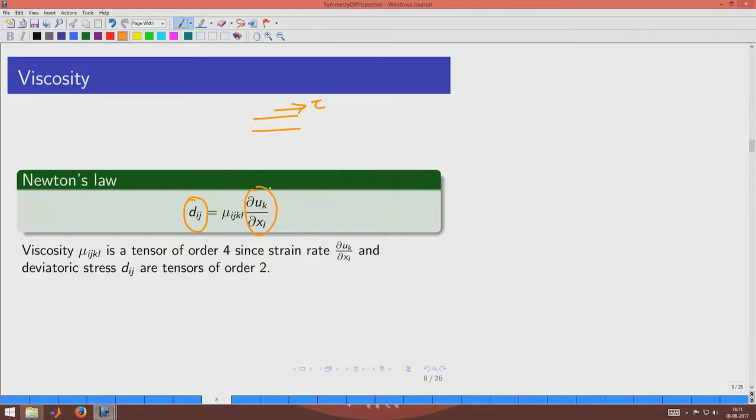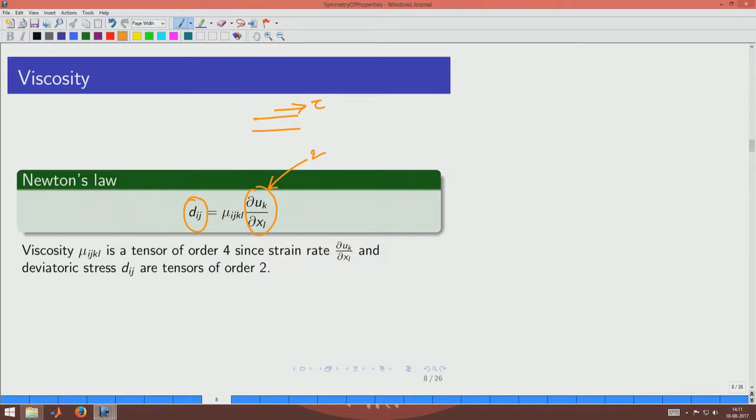So, velocity differences are expressed as velocity gradients, and the most generic form of a velocity gradient would have different indices on the numerator and denominator. So, you have a possibility of a second order tensor which is for the strain rate that is given there.